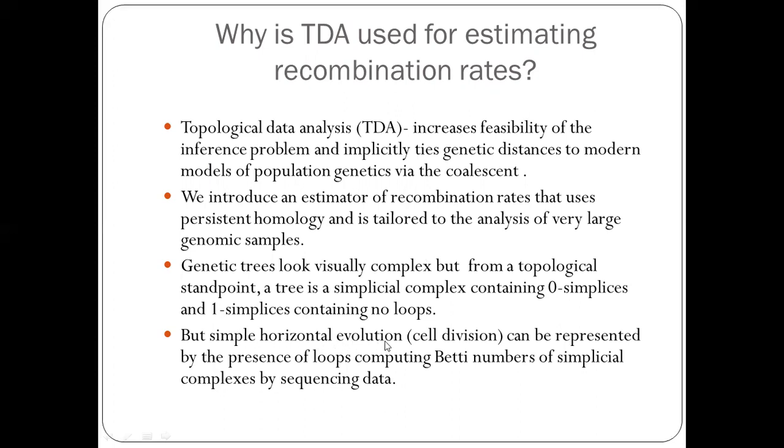But simple horizontal evolution, such as cell division, can be represented by the presence of loops, computing Betti numbers of simplicial complexes from sequencing data, which we will see in some time. In general, TDA is useful to solve problems of inferring the relationship between genomic events and changes in phenotype. Understanding the shape of the data in genome spaces reveals the way phenotypical changes arise.